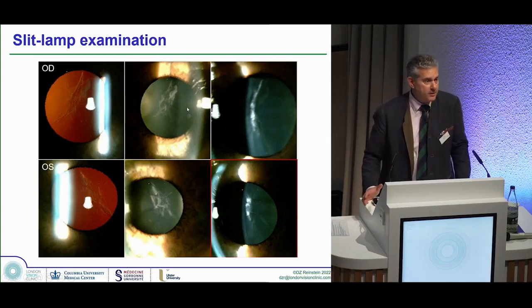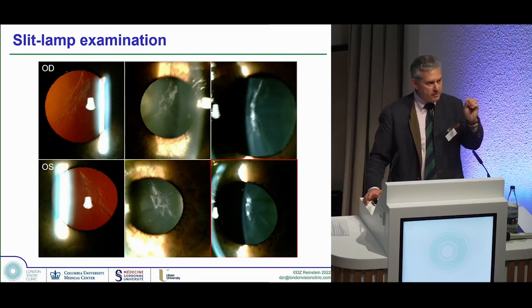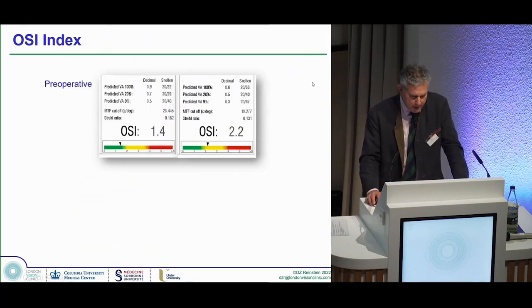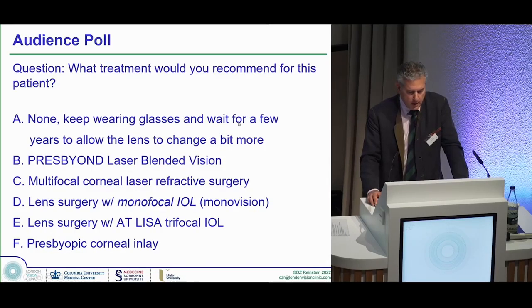So it was cataract, right? There's no way of saying, that's not a little bit of cataract, that's cataract. So he has cataract surgery, and his pre-op OSI was this. And so now the question is, what treatment would you recommend for this patient?